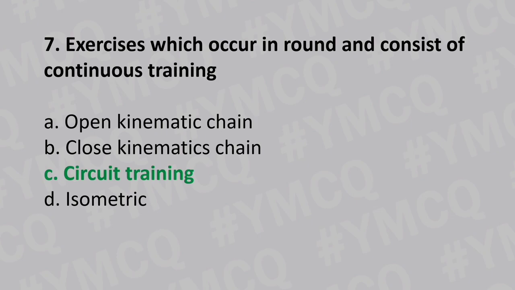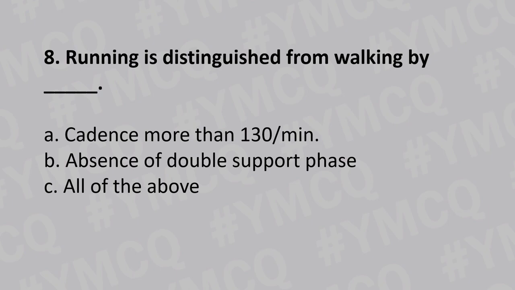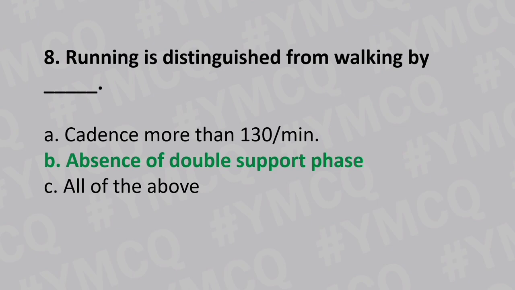Running is distinguished from walking by. Option A, cadence more than 130 per minute. Option B, absence of double support phase. Option C, all of the above. And the answer is option B, absence of double support phase. Moving to our ninth question.